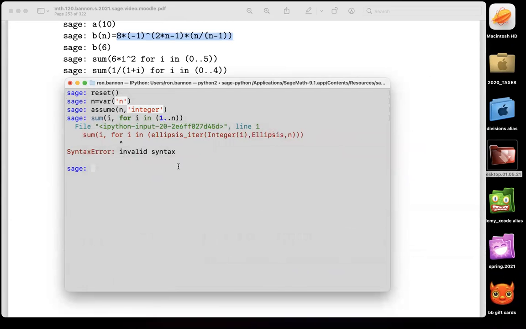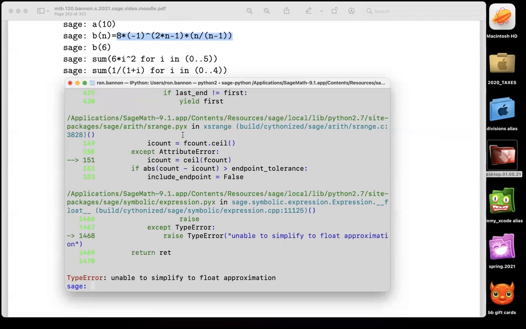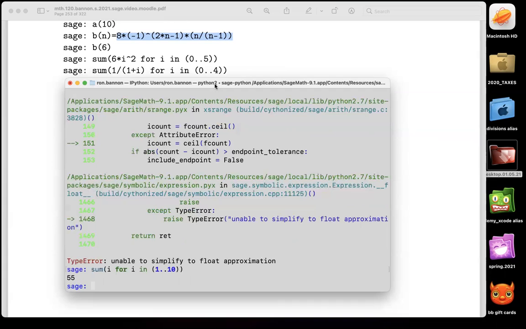Well, I guess I can't handle the n. Let me try that again. Sum i for i in 1 ... n. Let's see if it does it again. Yeah, it's still making the same thing. So I have to figure that out. But anyway, let me go back. Let me try another one. n to 10. 55. It did it. It just had trouble with the end there. I'm not sure why. Let me clear the screen.